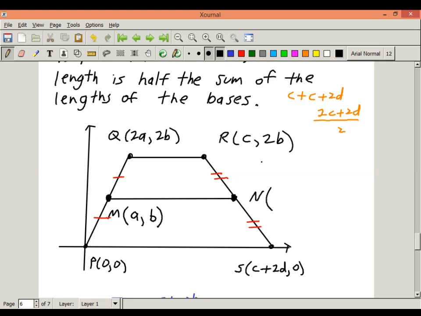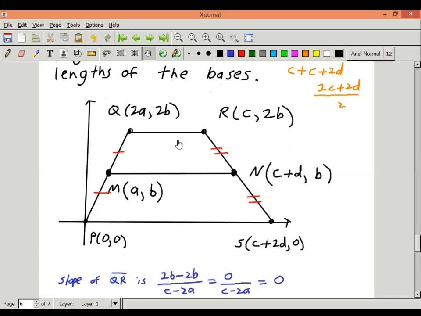So that's going to be our x coordinate here, c plus d. The y coordinate's a little bit easier to do, so you're just going to add 2b and 0 to get 2b, and then divide by 2, so that's going to be b. So there are the coordinates of point N, the other midpoint. Okay, so we had to get that out of the way to get all the coordinates here.